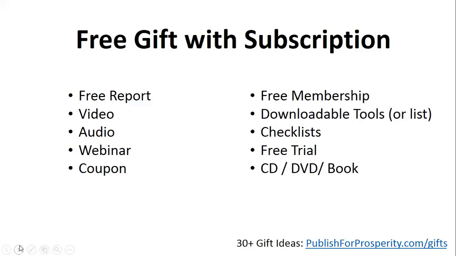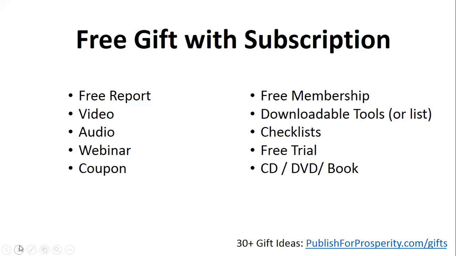So, some examples, just to run through a few: it could be a free report. That's very common, right? A report that solves a specific problem. Video, audio, webinar, a coupon. I grow a lot of lists just by offering a coupon because it's for something that people are already wanting to buy. And I know if I give them a coupon, I'll get them on my list, and then I can follow up with them if they don't buy right away.